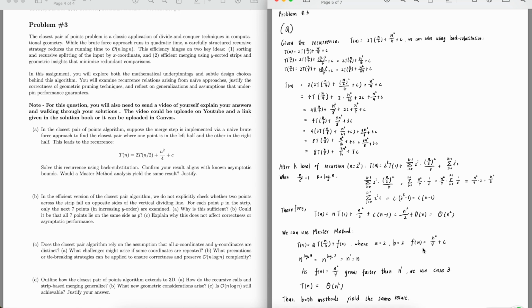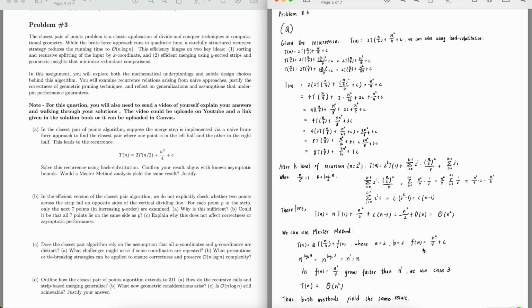For part A, we are asked to solve this recurrence using back substitution. We are given the recurrence T(n) = 2T(n/2) + n²/4 + c. First we can expand this by using T(n/2) = 2T(n/4) + n²/16 + c, and T(n/4) = 2T(n/8) + n²/64 + c.